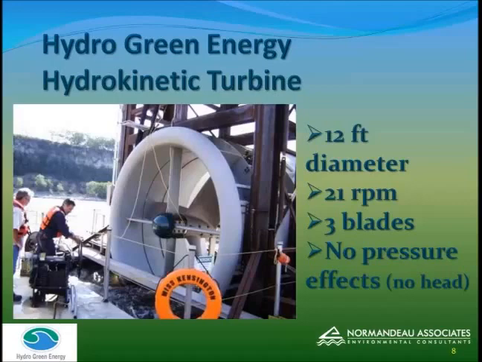A few of the specifications important for the work that we conducted for them: 12-foot diameter runner, very slow, 21 RPMs, 3 blades, which is important as far as mechanical impact. The less structure you have in the unit, the more favorable it is for fish passage. And there's no pressure effects because there's no head. Next slide, please.